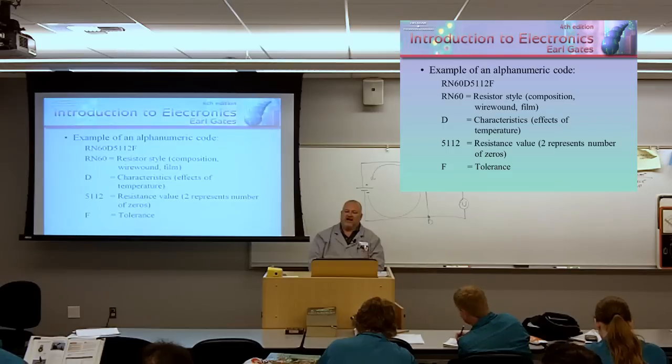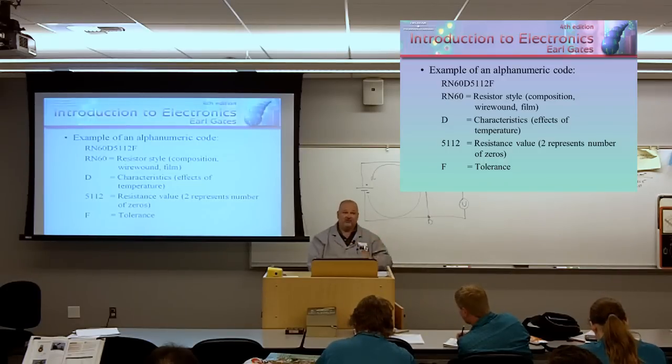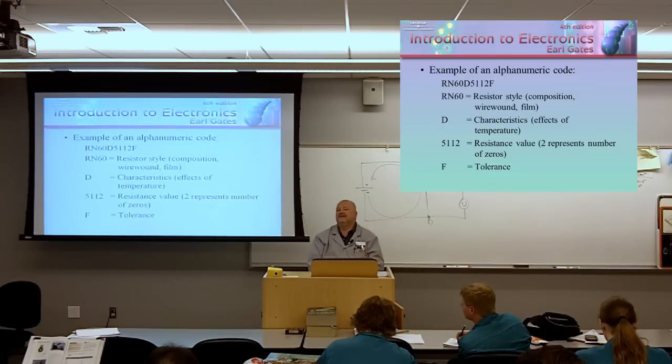So the RN60 identifies the resistor style. What is it? Carbon comp, wire wound, film. The D is its temperature characteristics. How does this behave? And they'll normally include some tables or charts in there to say, for every 5 degrees rise in Fahrenheit, this is how many ohms it's going to change. So it's going to be its temperature characteristics. Question? Different manufacturers use different codes. Yes, yeah. So this right here, no, don't memorize this. The point of this is that you're dead in the water unless you get the code.